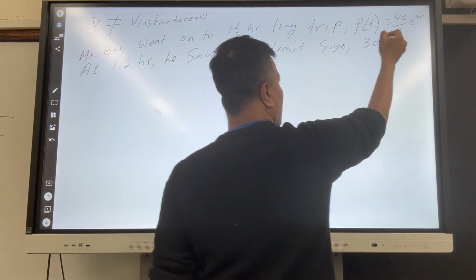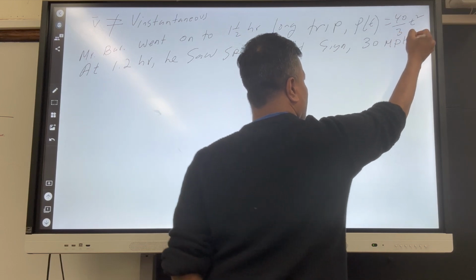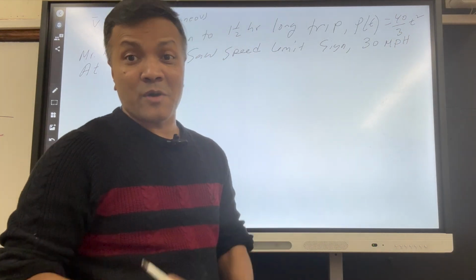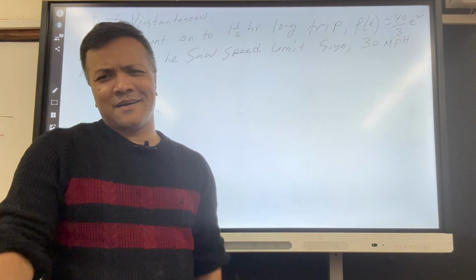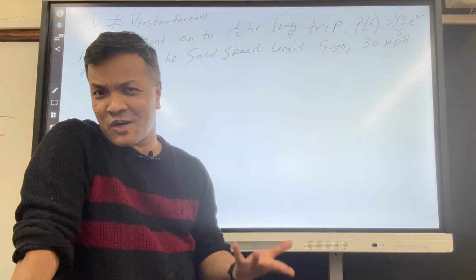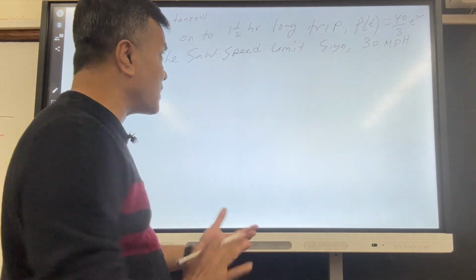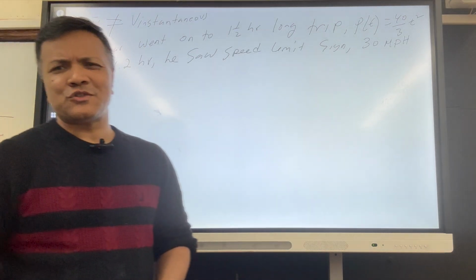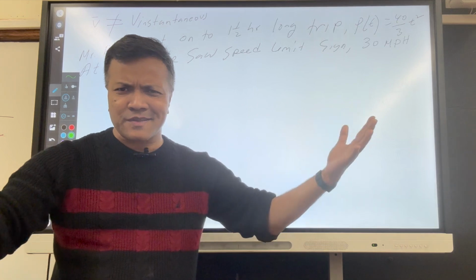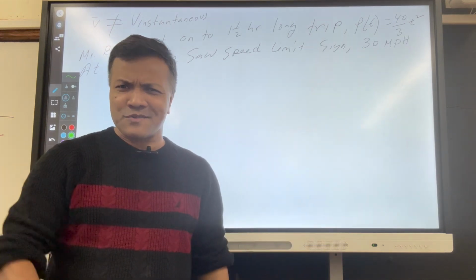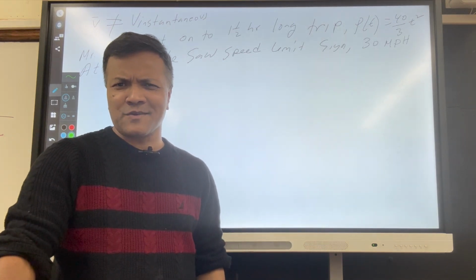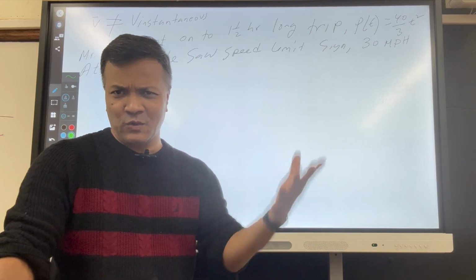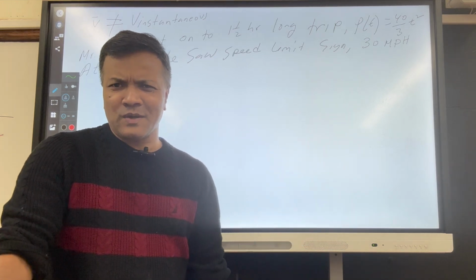At 30 miles per hour. And at that time, the cop pulled him over, and we try to understand: did he get the ticket? Did he break the law? Before 1.2 hours, there is no way the cop can stop him. Why? Because there is no rule. If there is no rule, you cannot break the rule.